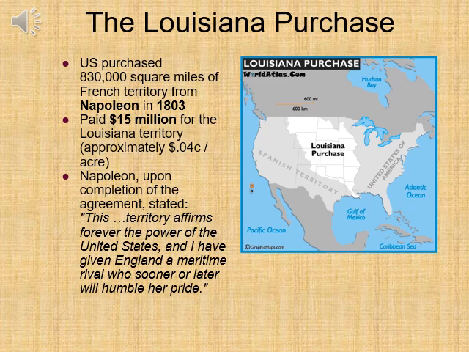So now that the French were kicked out of Haiti in general, and with the Napoleonic Wars dragging on to an end in Europe, the United States chose the right time to purchase a giant piece of land in North America. This was the Louisiana Purchase, when the United States purchased 830 square miles of French territory from Napoleon. Now, they paid approximately $15 million for this, which was about 4 cents per acre.